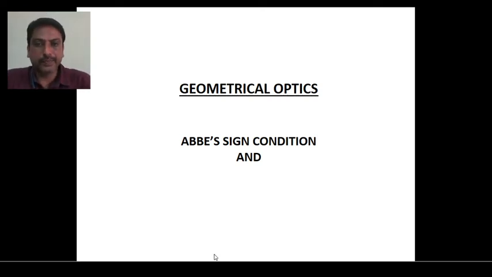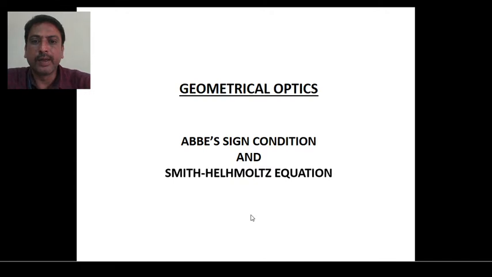Dear students, in this session I am going to discuss Abbe's sine condition and the Smith-Helmholtz equation from geometrical optics. Why do I require the study of these conditions? Next, in the same session, I am going to discuss the aplanatic surface.